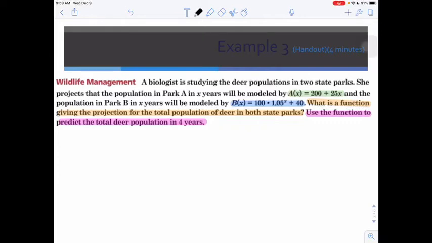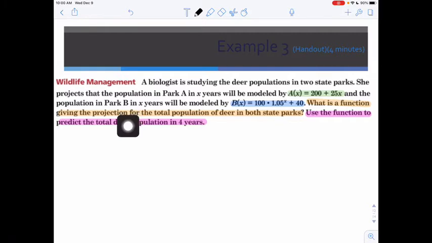Section 5.7, Example 3 says a biologist is studying the deer populations in 2 state parks. She projects that the population in Park A in x years will be modeled by A of x equals 200 plus 25x, and the population in Park B in x years will be modeled by B of x equals 100 times 1.05 to the x power plus 40. What is a function giving the projection for the total population of deer in both state parks? Use the function to predict the total deer population in 4 years.